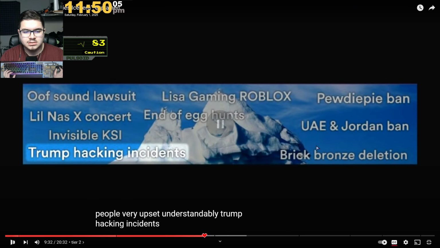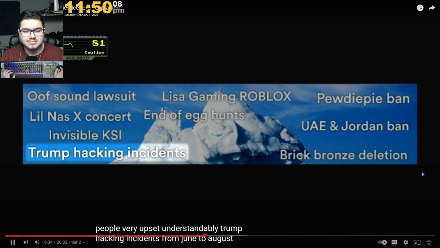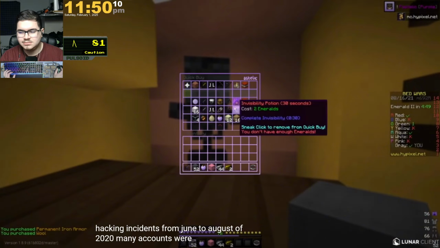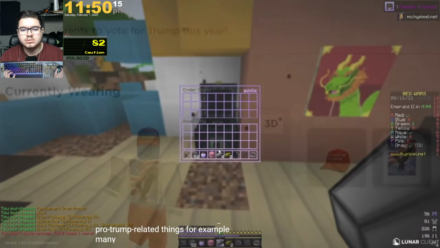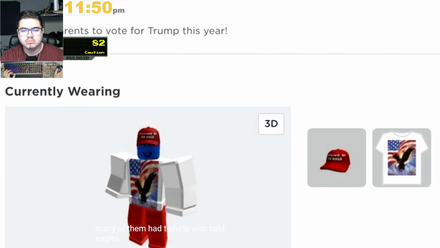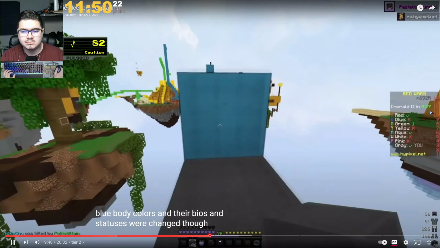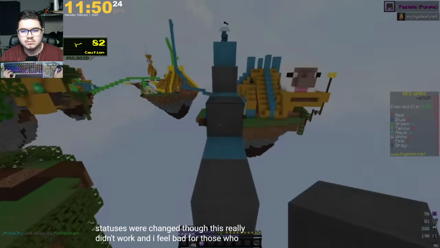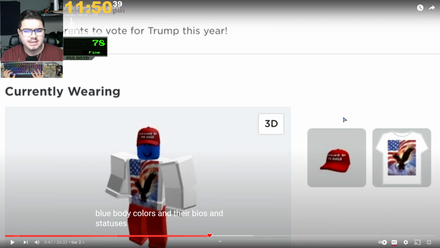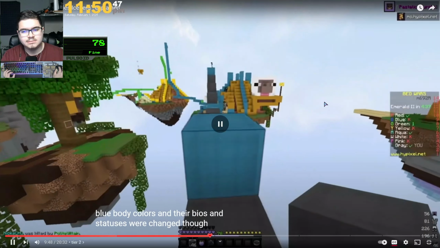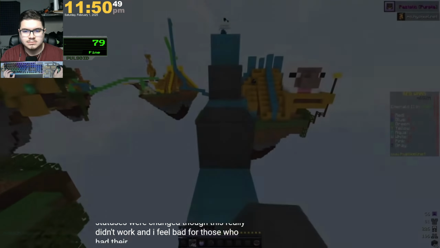Trump hacking incident. From June to August of 2020, many accounts were stolen and their bios, avatars, and more were changed to pro-Trump related things. For example, many of them had t-shirts with bald eagles and American flags, red, white, and blue body colors, and their bios and statuses were changed. Though this really didn't work, and I feel bad for those who had their accounts hacked. Did they really hack the accounts so they could say this? I guess a little crazy.